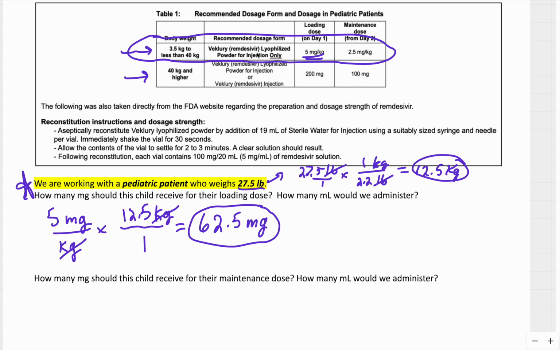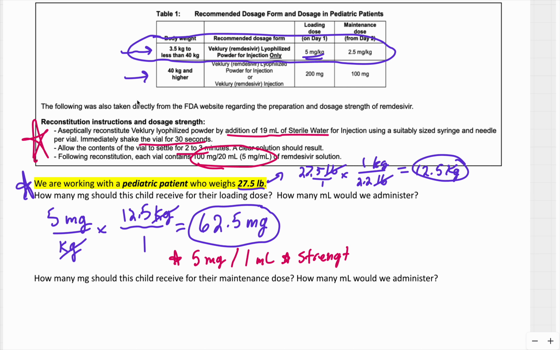So this is a powdered form. And what I notice in this problem is that I'm given reconstitution instructions. This powder will need to be dissolved in some sterile water. So what we'll do is add 19 mLs of sterile water. We're going to shake that vial for 30 seconds. We're going to let it settle. And this is the key piece. The strength of the medication after it is reconstituted is 100 milligrams per 20 ml, which is equivalent to 5 milligrams per ml. So either one of those is okay to use. They are equivalent ratios. So I'm going to use the 5 milligrams per 1 ml. That's the strength of the medication.